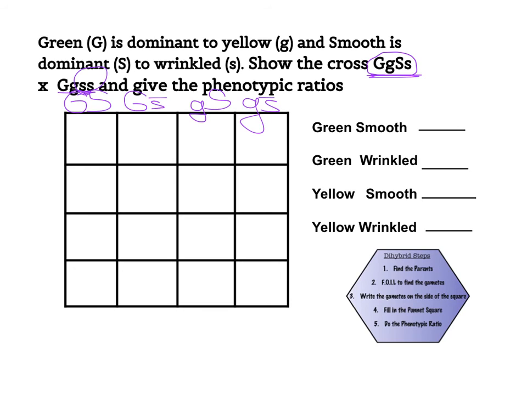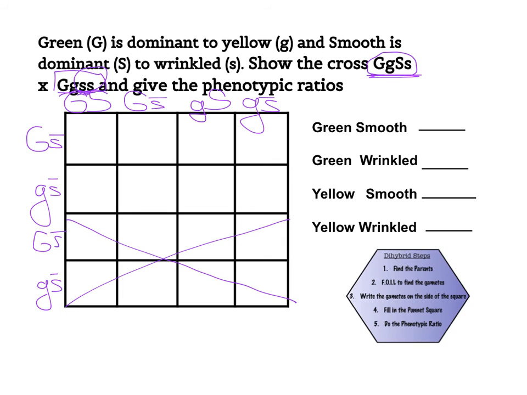All right, and now I'm going to do this one. I only see 2 possible gametes, big G, little s, little g, little s. Again, you could fill out the whole Punnett square. You'd get the same ratios, but it's just a little bit more work. So I'm going to just focus on the top 2 here. Okay, filling this out.